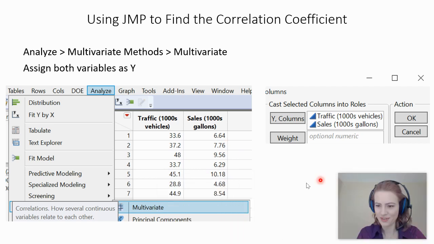Let's put them back over here. All right, so let's go to JMP. I'm gonna walk you through the gas stations example, and then you'll try the muscle example on your own.